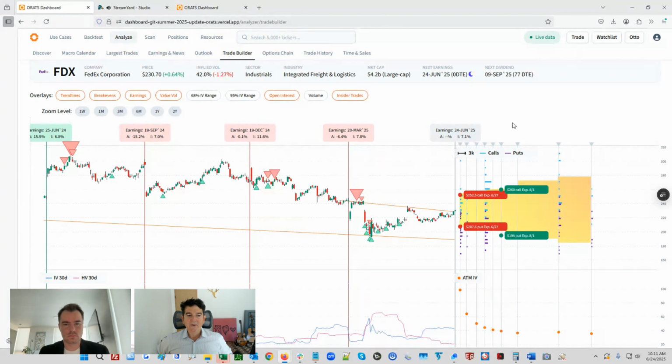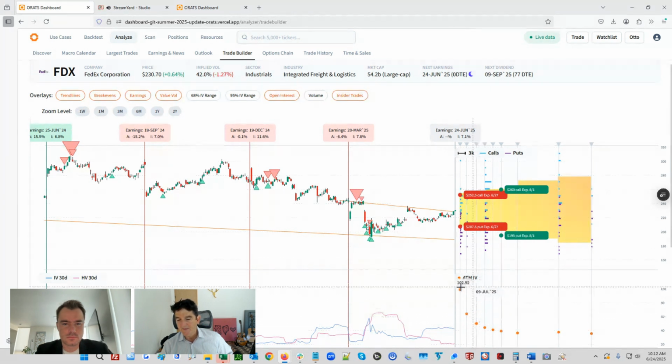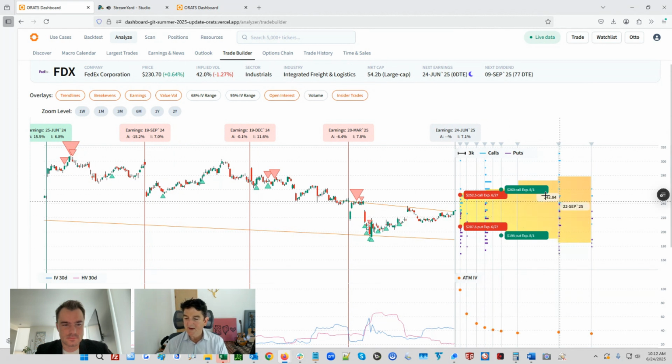When you say diagonal, it means that you not only have different expirations, but different strikes. So they call that a diagonal. In this case, we want to be selling the middle and buying the outside for these diagonals. What we're trying to do is sell this. Look at how high this is.